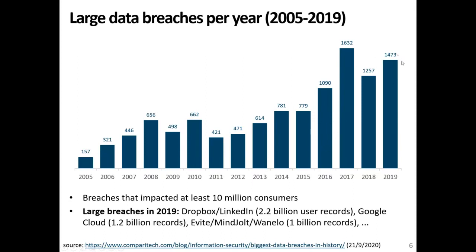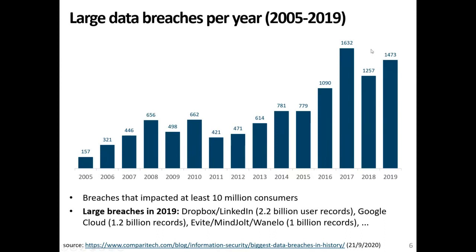And these are not the amount of data instances that have been leaked to hackers. This is actually the number of breaches, so the number of websites or companies that have been breached. And each of these corresponds to hundreds of millions or even billions of user records. For example, one of these 1,473 breaches in 2019 was a large data set of Dropbox and LinkedIn user accounts that had been leaked, consisting of more than 2.2 billion user records.